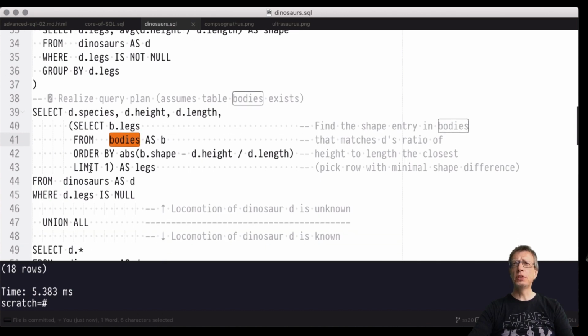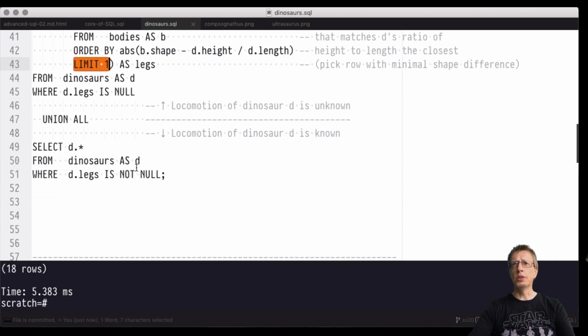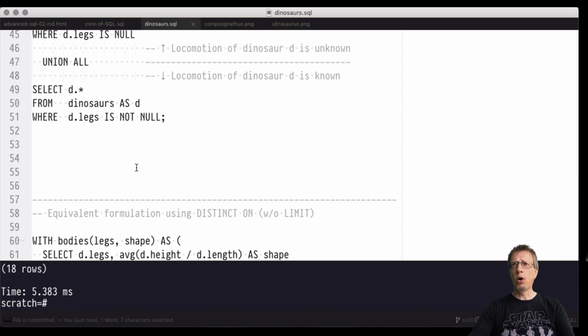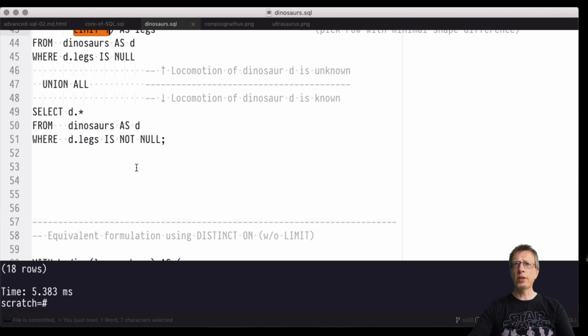Now, as a final point, as you've seen here, we have been using order by and this limit 1 to identify one body's row among other rows, namely the particular row whose shape difference was minimal. And identifying a particular row among a group of other similar rows, that's also a job that could be formulated using the distinct on clause that we have discussed in earlier videos in the course of this chapter. So what we could do is find an equivalent formulation of the whole thing without the limit clause, but instead using the distinct on clause. And I think that might even lead to a nicer, even more readable formulation of the whole thing.